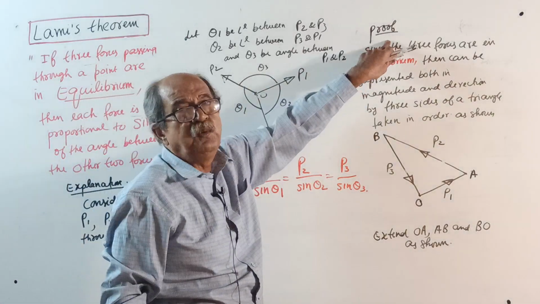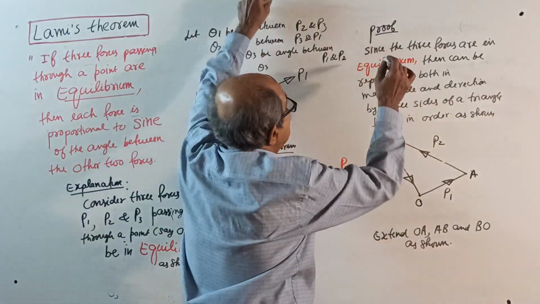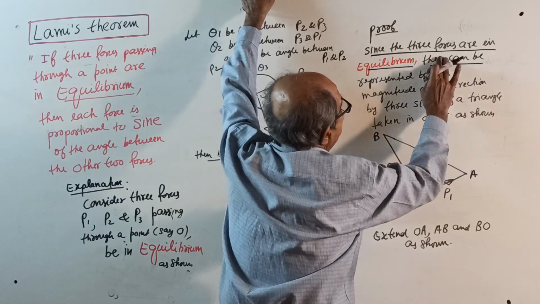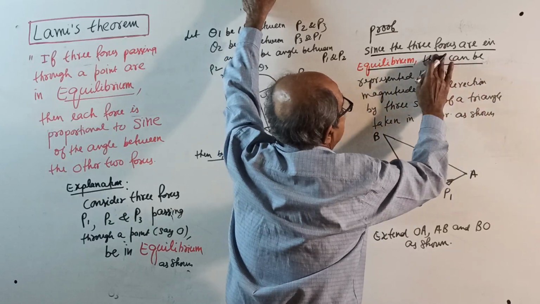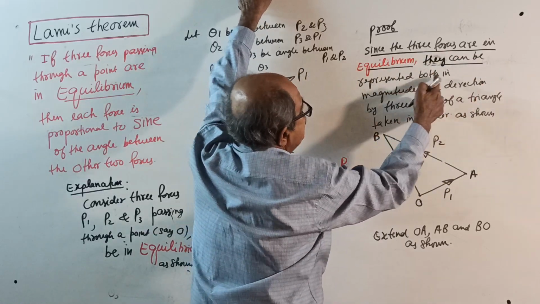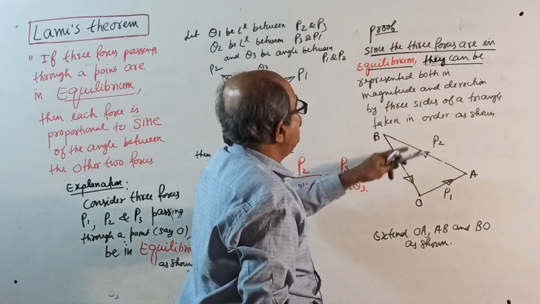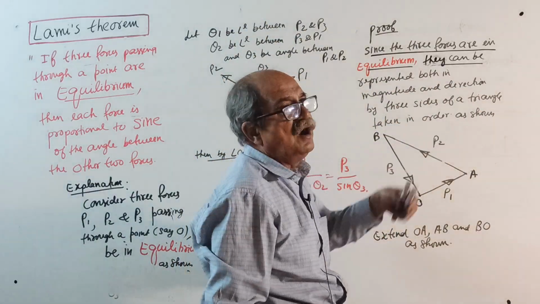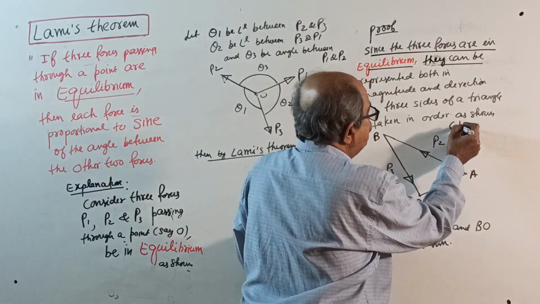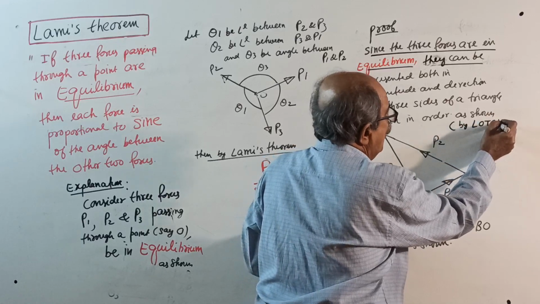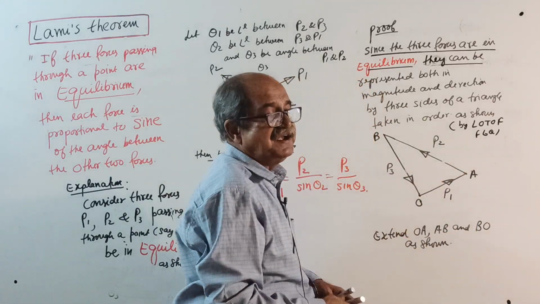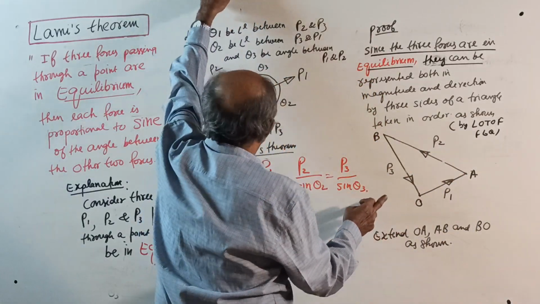Okay, now the proof. Simple proof. Since the three forces are in equilibrium, they can be represented both in magnitude and direction by three sides of a triangle taken in order. This you know, this is by the law of triangle of forces for equilibrium. Just now we finished it.